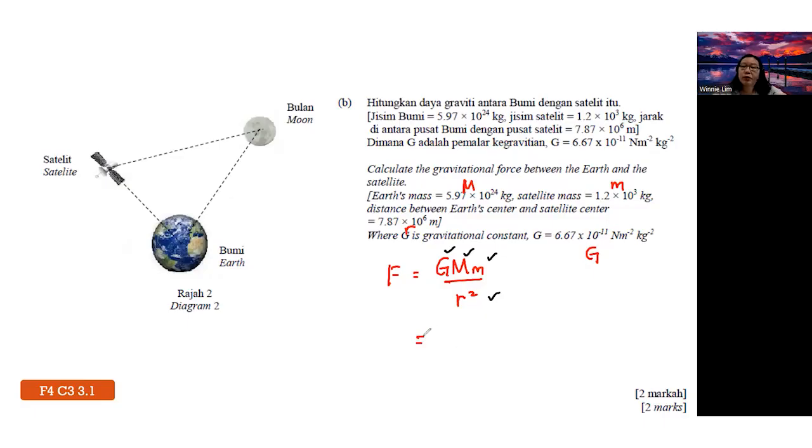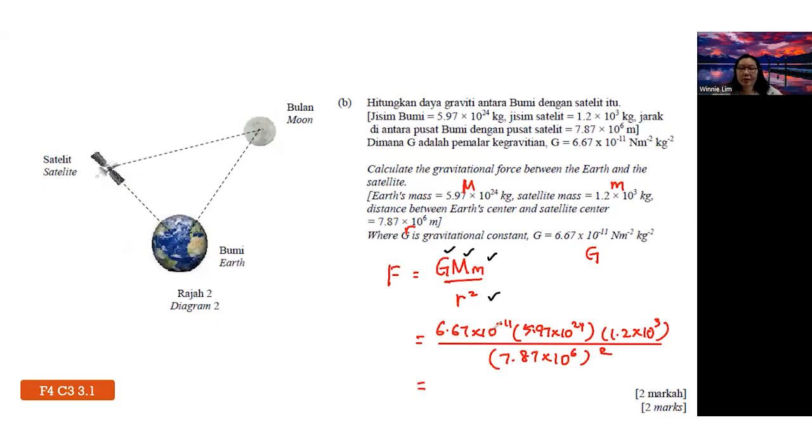Before you substitute all the values, make sure all the values are in their SI units, which means if the given mass for the satellite is in gram, you have to change it to kilogram. So now we will substitute all the values inside: 6.67 times 10 to the power of negative 11, multiplied by capital M, 5.97 times 10 to the power of 24, times 1.2 times 10 to the power of 3. Then the whole thing you divide by r squared, which is 7.87 times 10 to the power of 6, in brackets and squared.